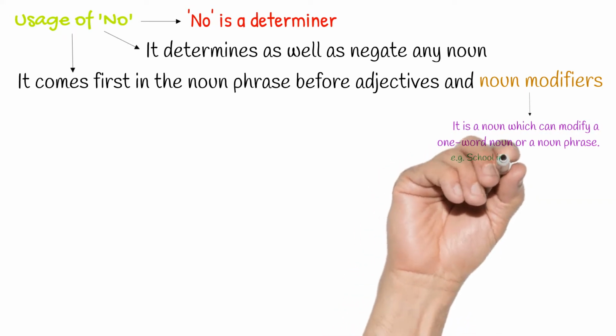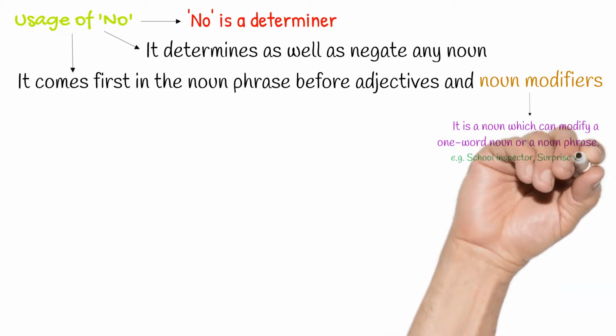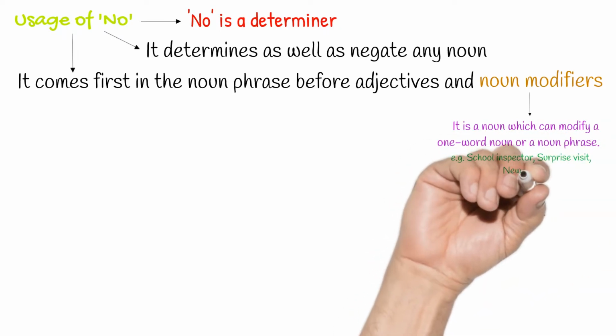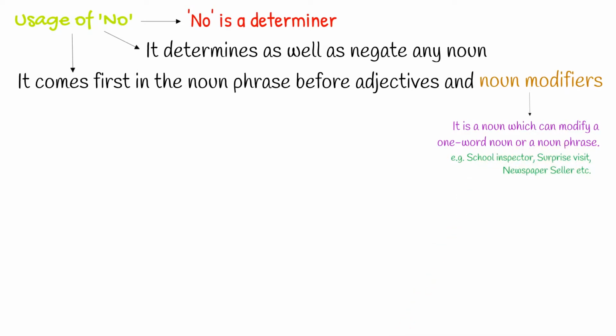Example, school inspector. Here school itself is a noun, and it modifies another noun inspector. Surprise visit. Here surprise is a noun, and it modifies another noun visit. Newspaper seller. Here newspaper is a noun, and it modifies another noun seller.